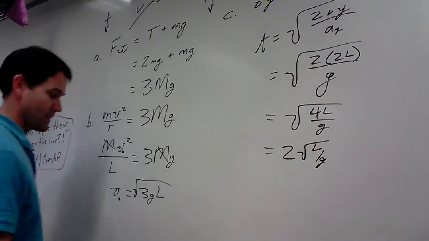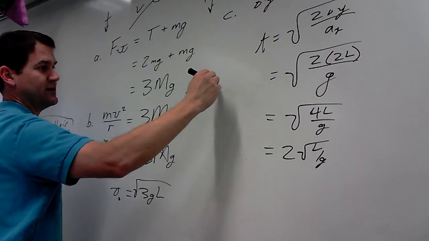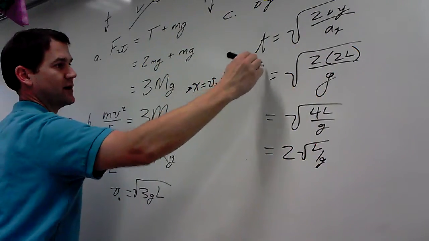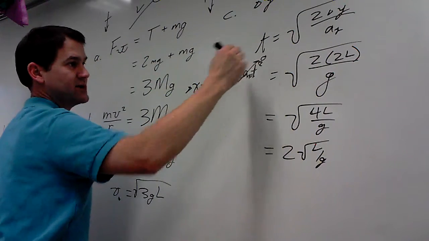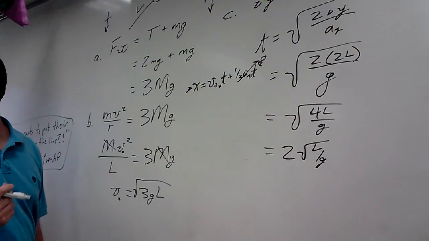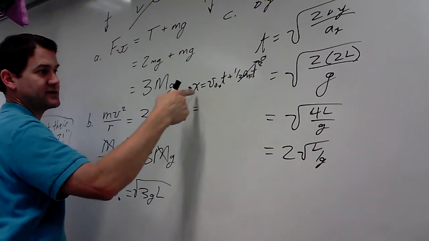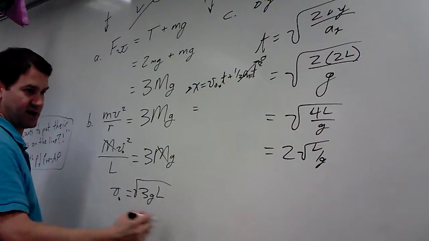Now, what do I know? I know that the horizontal distance is equal to the horizontal initial velocity times time plus 1/2 the horizontal acceleration times time squared. Any of those zero? The horizontal acceleration is zero because without air resistance, there's no force in the horizontal direction. So horizontal distance becomes the initial horizontal velocity times time, which is this guy times that guy.